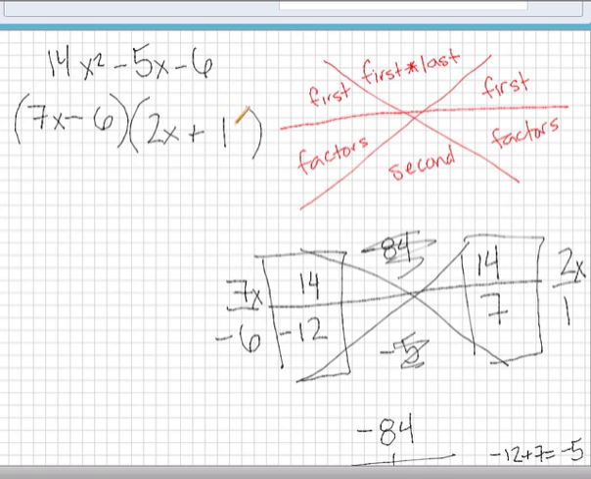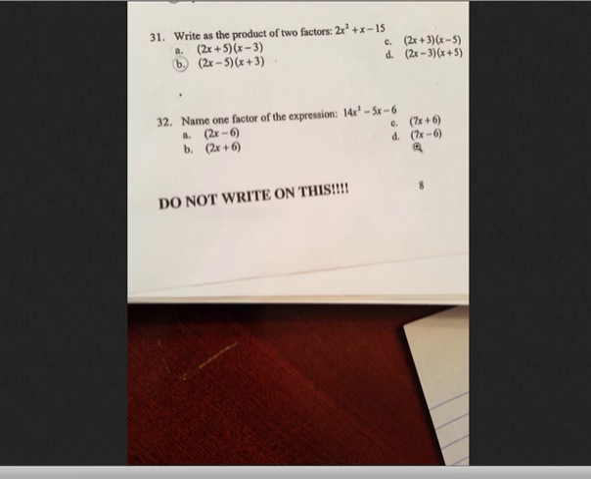This expression factors into these two factors. So let's go ahead and double check these against your answers to see which one we're going to pick. It looks like you have a 7x minus 6 as your D choice, so D would be the correct answer in this case.